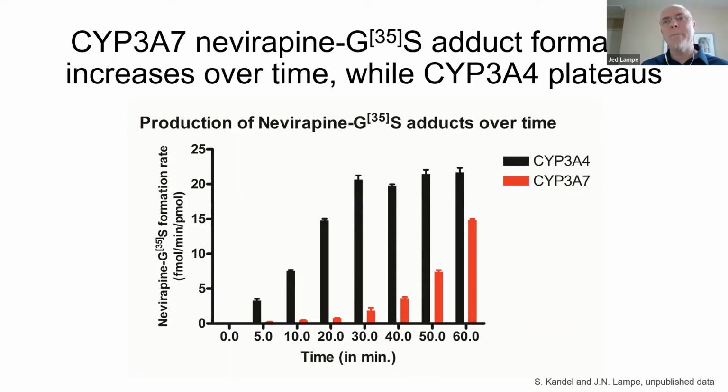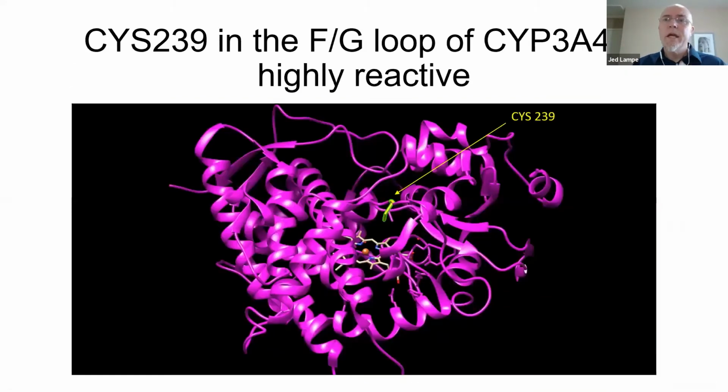So why would that be? Why would you see it? We understand why it's self-limiting with 3A4, but why isn't it self-limiting with CYP3A7? It turns out there's a structural answer to this.